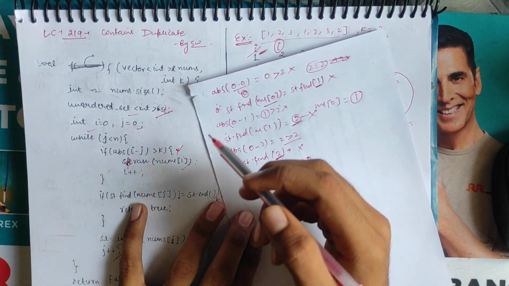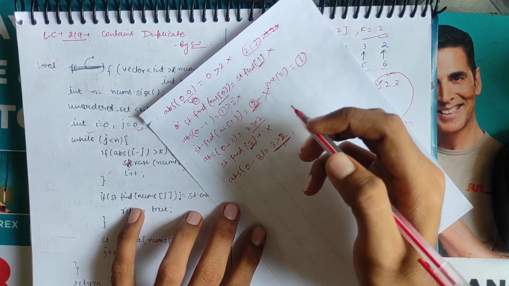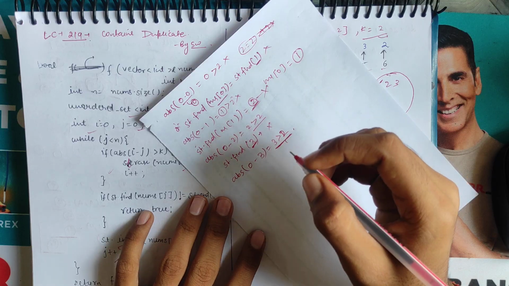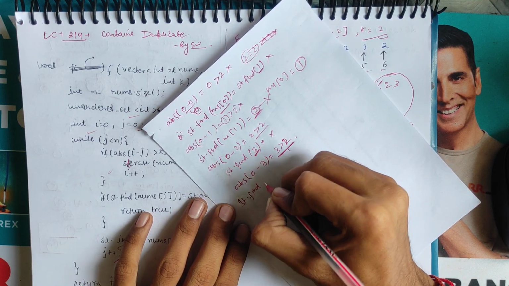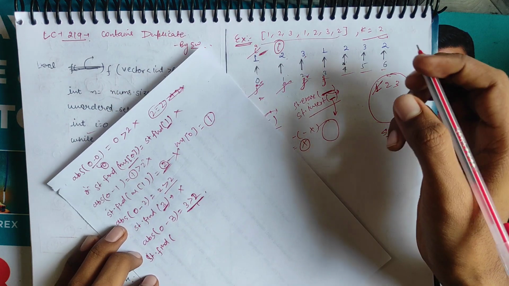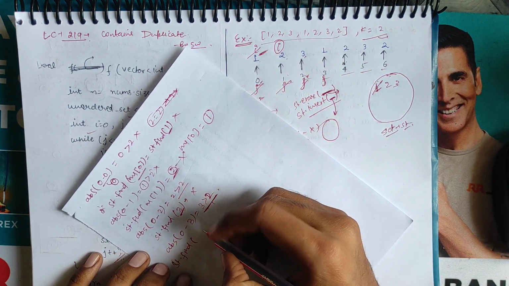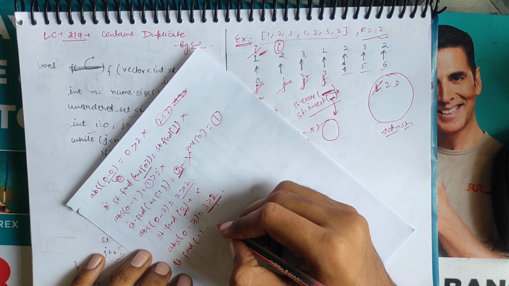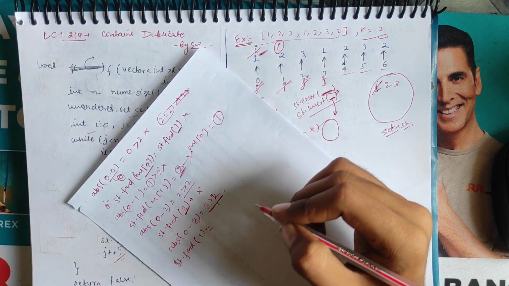This loop is executed. Now we move to this loop. If st.find nums of j. Nums of j was 1. Is 1 present in the set? No, because 1 is deleted now, so we don't have 1 in the set again.